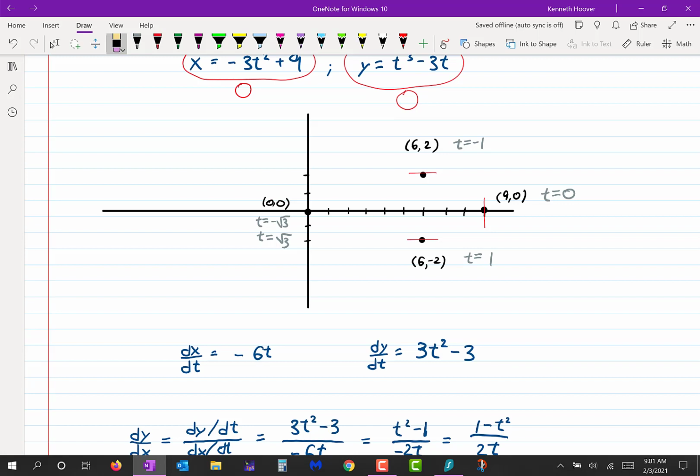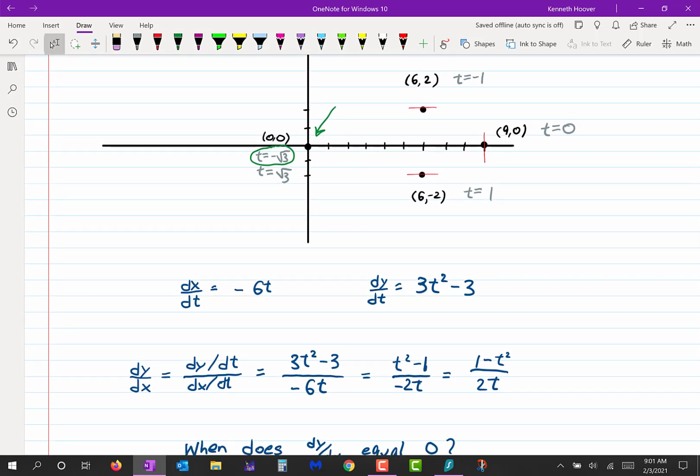That's interesting. How about if we find out what angle it is going through? Does that make sense to you? What I mean is when the curve passes through this point the first time, t will be negative root 3. Let's find out what the slope is when it does that. That's not difficult. We just take negative square root of 3 and just plug it into dy dx and see what we get.